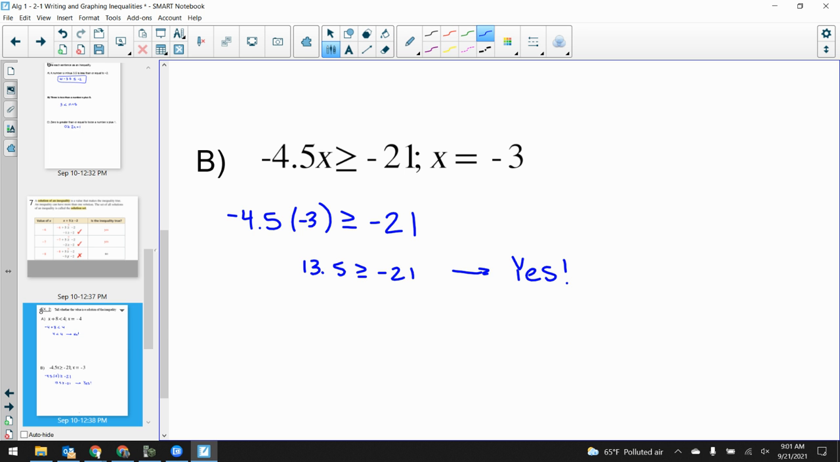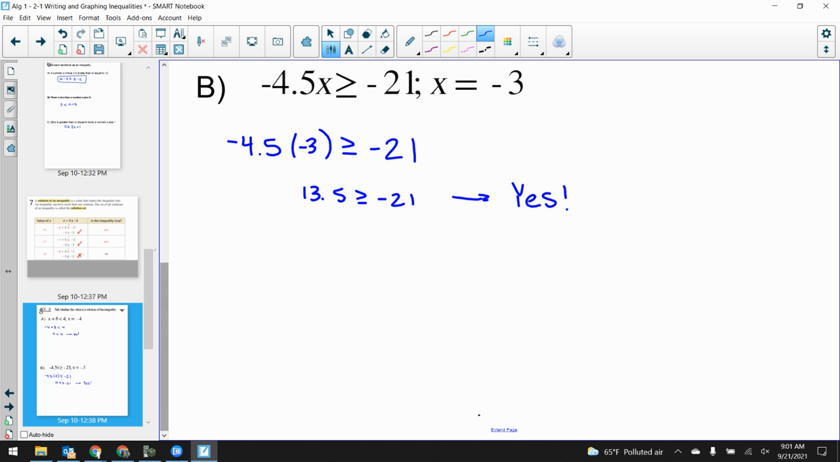Questions about that? If you ever get confused about that, because I know we kind of second guess ourselves sometimes, I learned way back when that the alligator should be eating the bigger number. Chomp, chomp. Yeah, the alligator always chomps the bigger number.